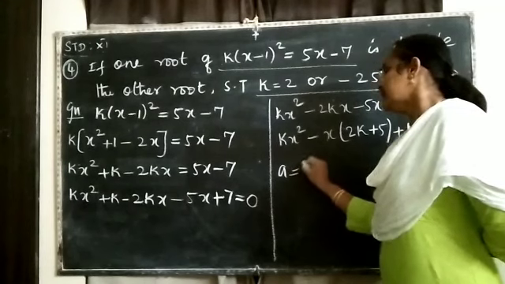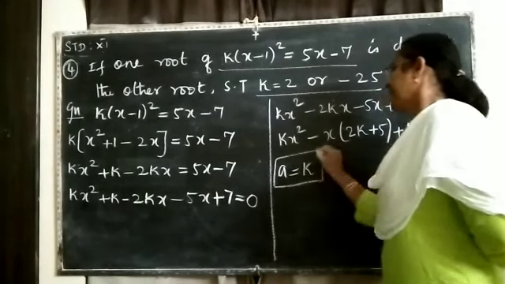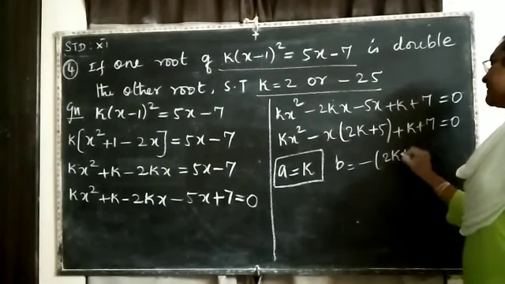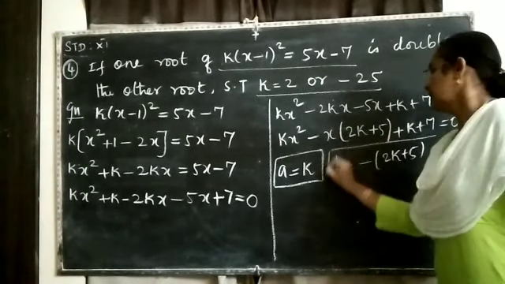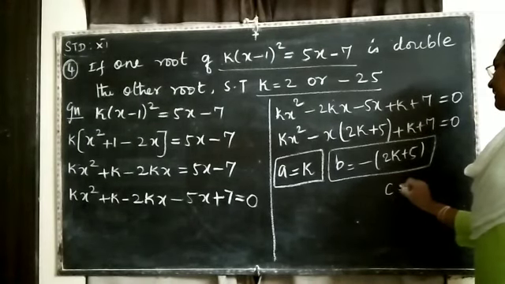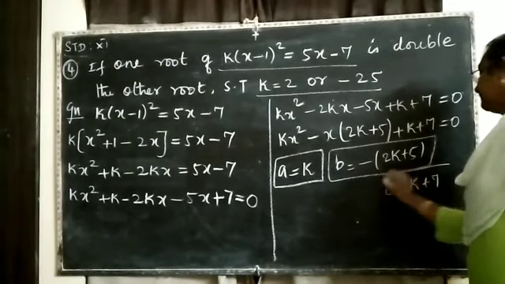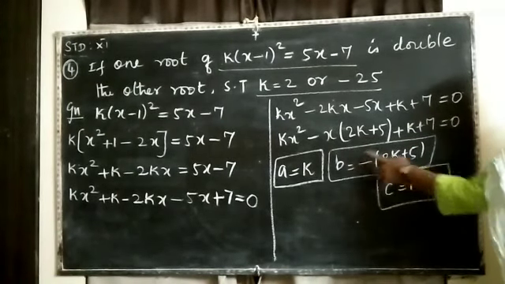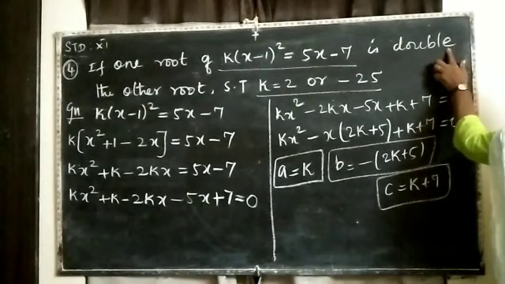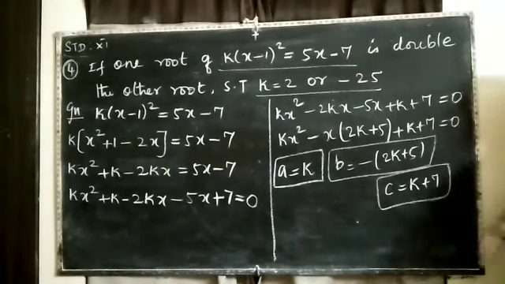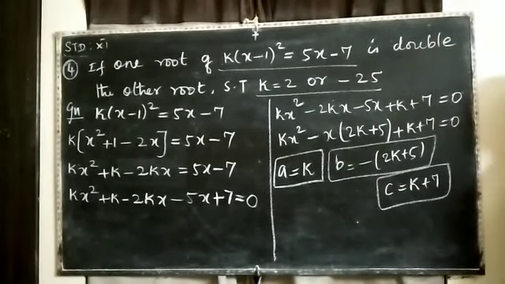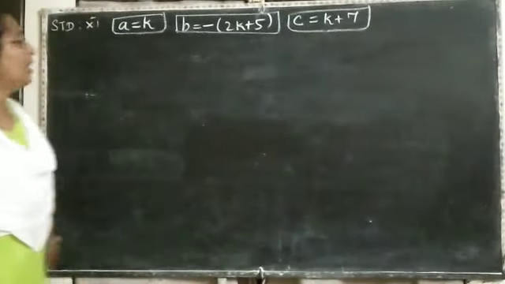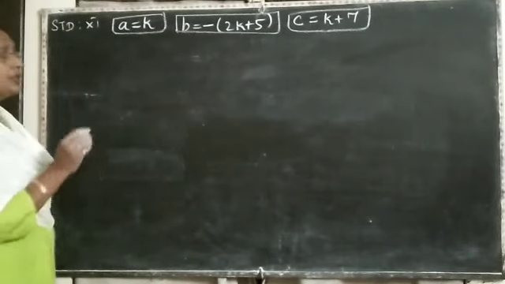Now take and write. What is a? It is k. Is that no? What is b now? Minus (2k plus 5). Yes. What is c? k plus 7. Is that no? Okay. Now after segregating the values of a, b and c, we are going to move with the roots discussion and find the unknown value of k now. Shall we? Okay students, so we got the values of a, b and c. Now we are going to discuss the roots, isn't it?